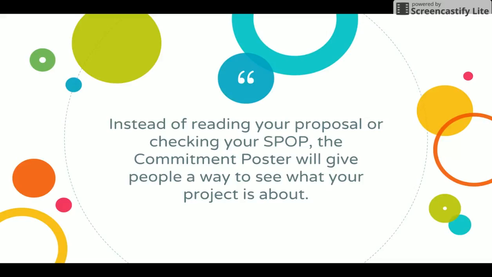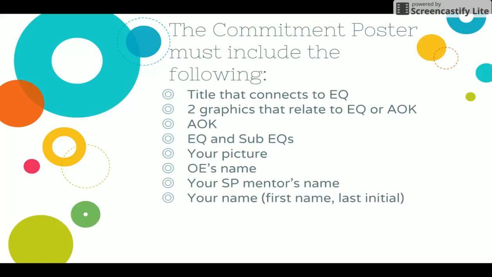In terms of what is required, there is a pretty long list of requirements for this assignment, so pay very careful attention. It is a Google drawing that you are going to make. And on it, it has to have all of these requirements. A title, 2 graphics or pictures that relate to your project in some capacity, a statement or description of your A-OK. It should list your EQ and your EQs, your picture, your outside expert's name, your senior project mentor's name, and your name. First name, last initial. Don't include your last name on this, okay? Just for privacy reasons and so forth.